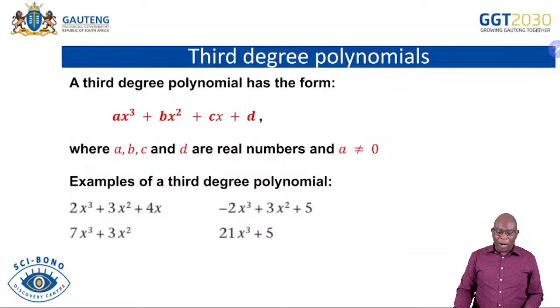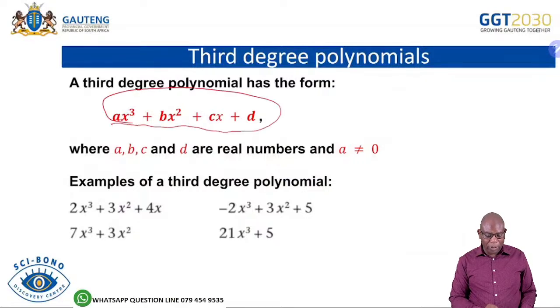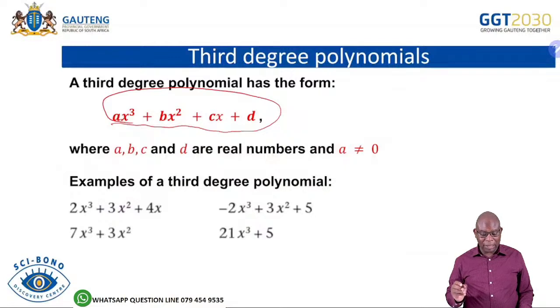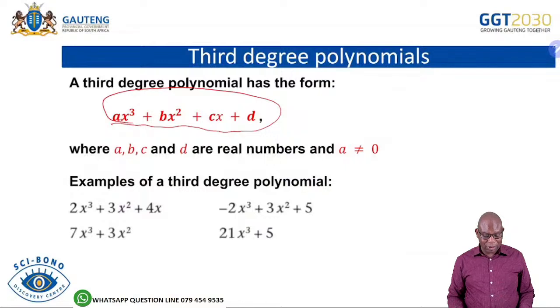What are third degree polynomials? A third degree polynomial has the form ax cubed plus bx squared plus cx plus d, but we also need to check which values of a, b, c, and d are real numbers, and what should happen to the value of a.